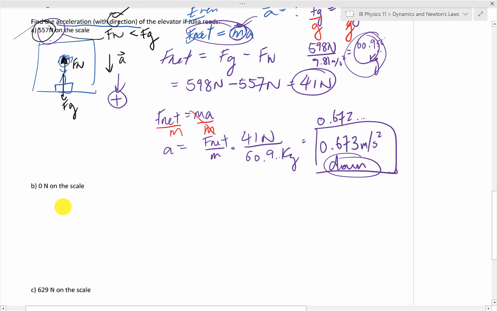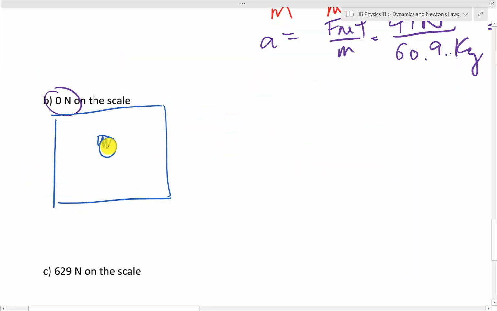Okay, I'll do the next one. Now this time, Aaron reads 0 on the scale. Ooh, that's an interesting case. So let's analyze this a little bit more carefully. Since 0 is talking about his normal force, he has no normal force right now. He is not reading anything on his scale.